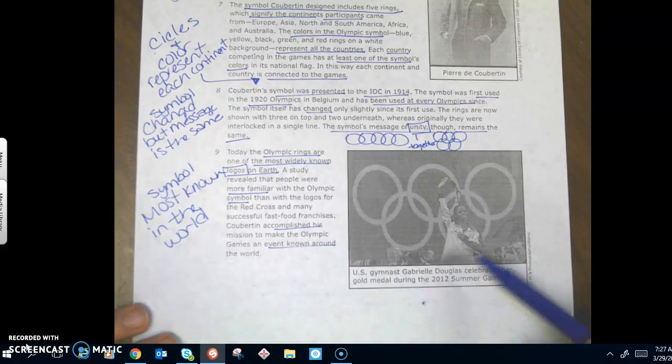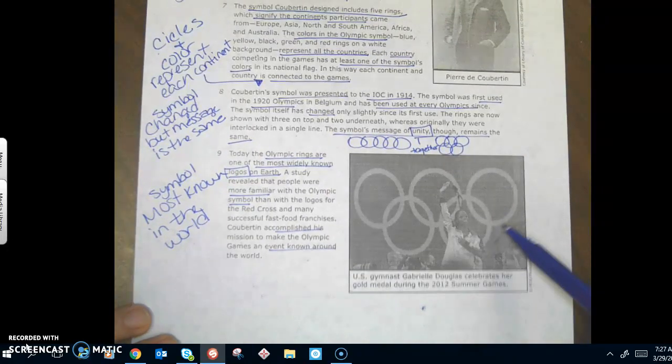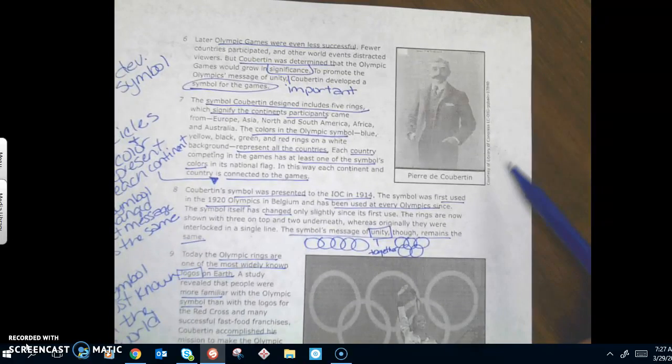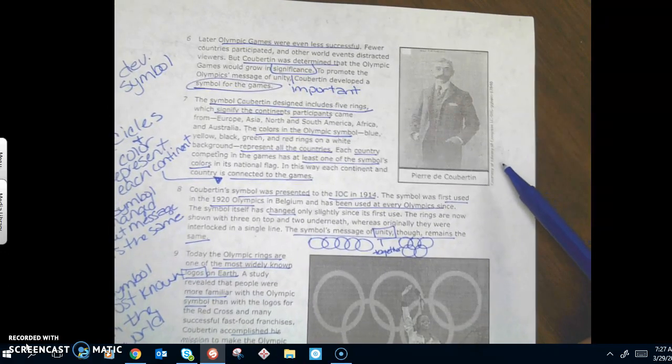Let's look at this picture right here. The U.S. gymnast Gabrielle Douglas celebrates her gold medal during the 2012 Summer Games. You can see there's a logo in the back. And here's Pierre. Mission accomplished, sir.